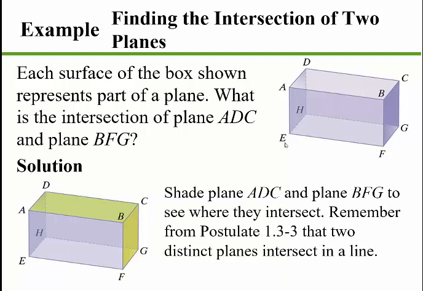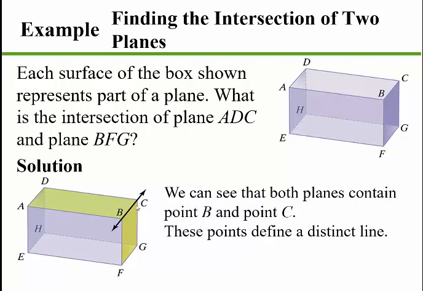Well, if you look here, shade plane ABC or ADC, the top, and plane BFG, and see where they intersect. Remember the postulate, they say to form a line. So where do they intersect? It looks like that part right there. We can see that both planes contain points B and C. These define the distinct line. So they're going to intersect, just like I said, to form the line BC.